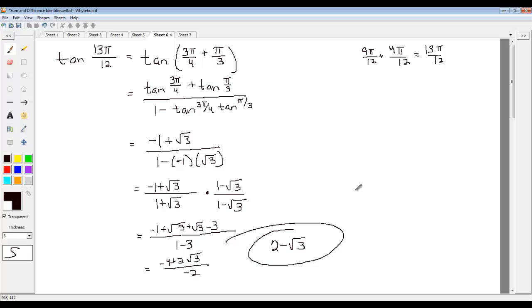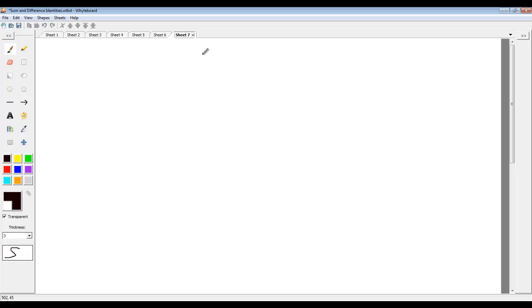Alright, let's revisit one other topic real quickly before we do one final thing. Earlier I introduced to you two of the cofunction identities. I introduced cosine of 90 degrees minus theta equals sine of theta. We used the cosine of a difference formula to prove that.